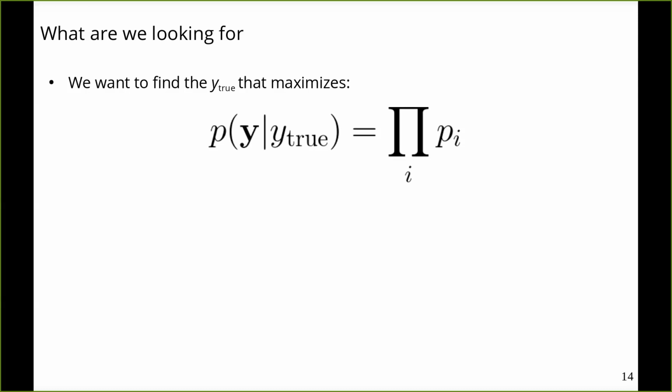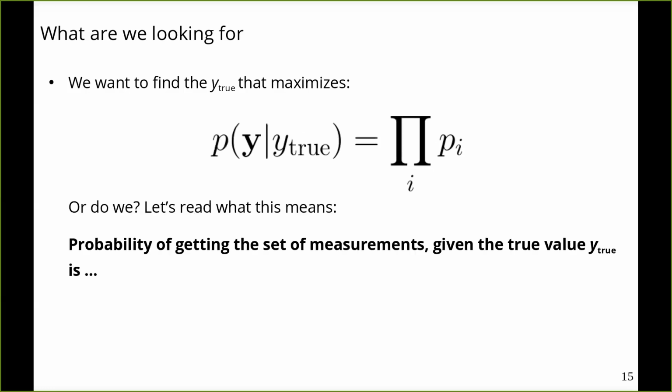And to understand this fully, we're going to have to use something called Bayes' theorem. Basically, the way to understand why we need something else is to read the meaning of this equation here. It says: the probability of getting this set of measurements given the true value Y true is blah blah blah. So we are not looking to maximize that probability. We are looking to maximize the probability of the true value Y true given our set of measurements.